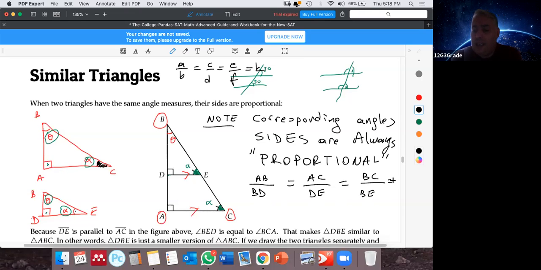So let me say this common number is K. K is a real number. And K is called the proportion constant.